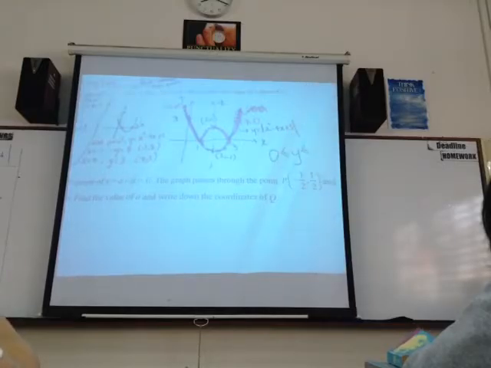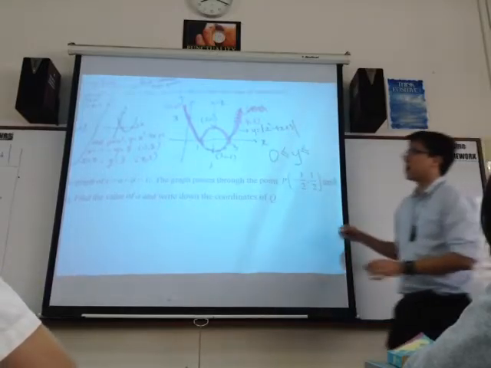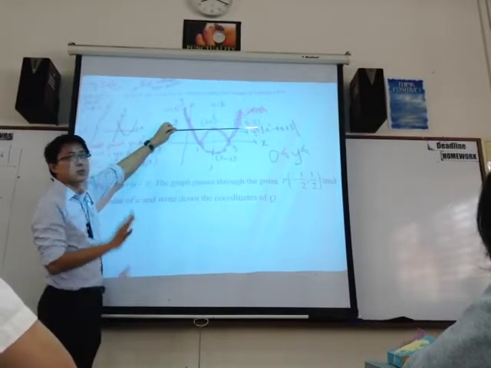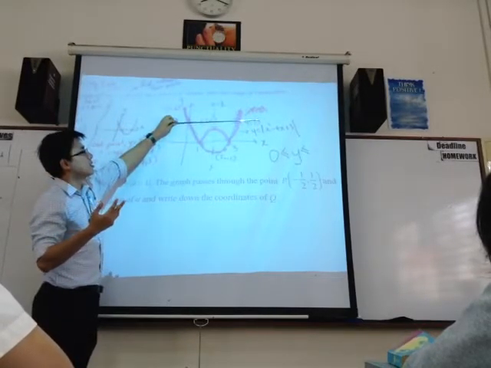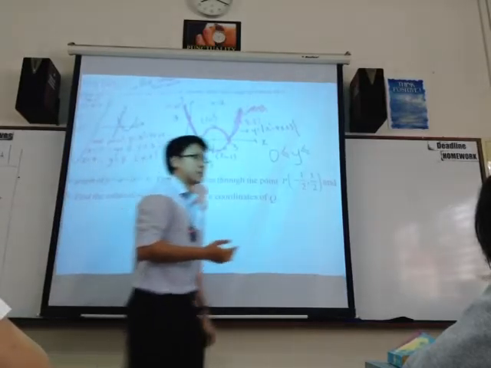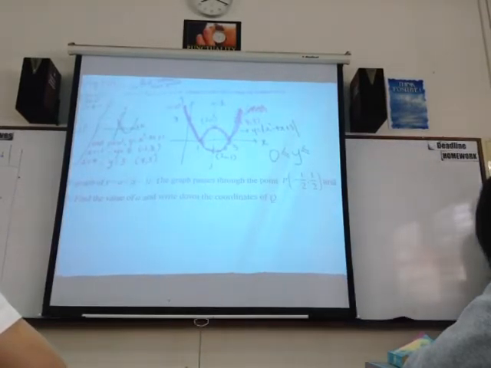Wei Xuan? What about the biggest value? 8. Very good. I move up. 1, not highest. I can move up again. 3, not highest. I move up again. Oh, this is the highest. So the biggest value here is 8.